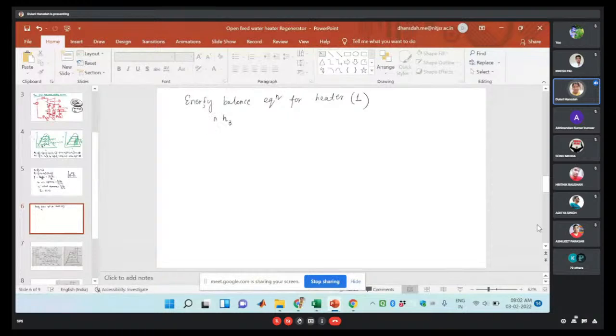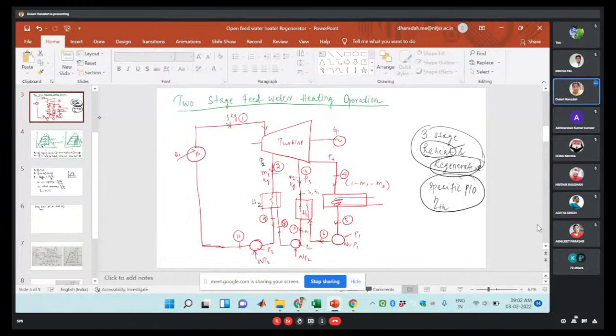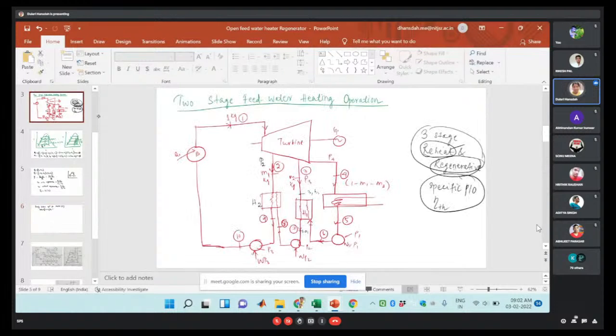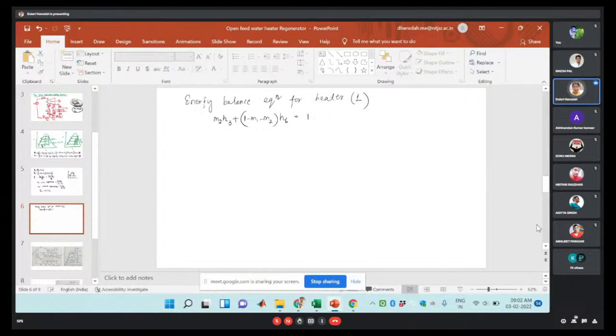So the mass of steam entering will be M2 times H3, plus the other inlet point is H6, with the amount of fluid entering being 1 minus M1 minus M2, multiplied by H6. This is equal to the outlet, where the amount is 1 minus M1, multiplied with H7. The point is H7.